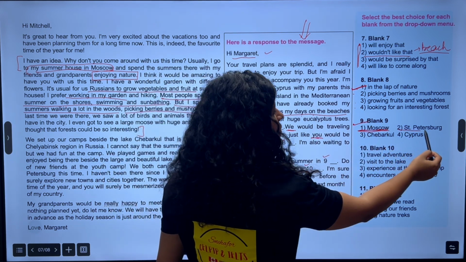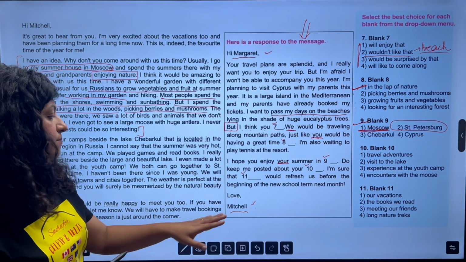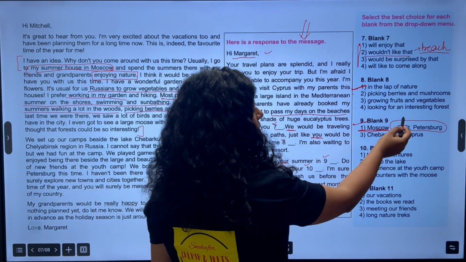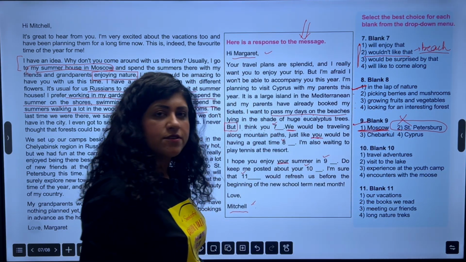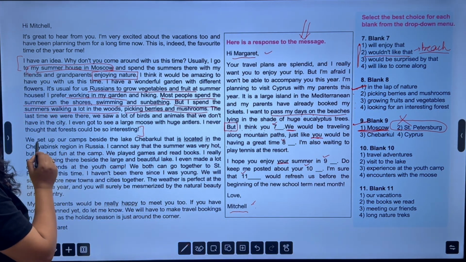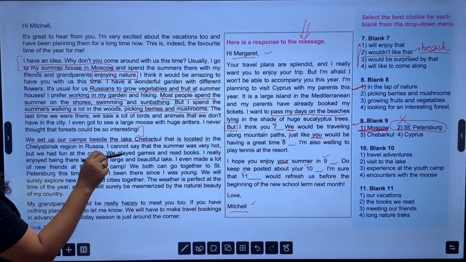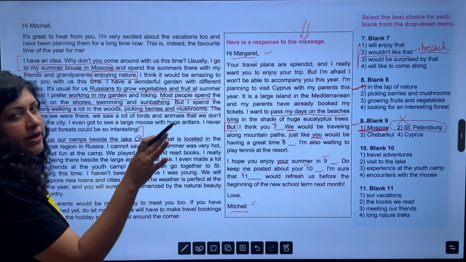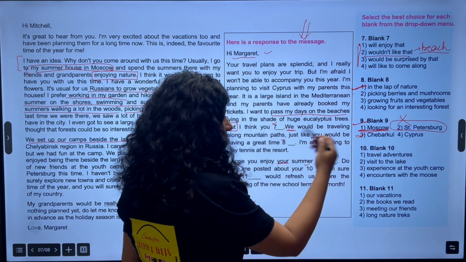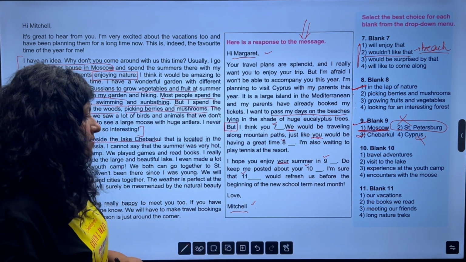St. Petersburg was the location that they both would have traveled to if Michelle had joined Margaret. But since she did not, they're not going to St. Petersburg. Chabarkal, she already went there. She said that we set up our camps beside Lake Chabarkal, right? So she already went there. That is not going to be the answer. And Michelle is in Cyprus. Margaret is not in Cyprus. So Moscow is going to be the answer.